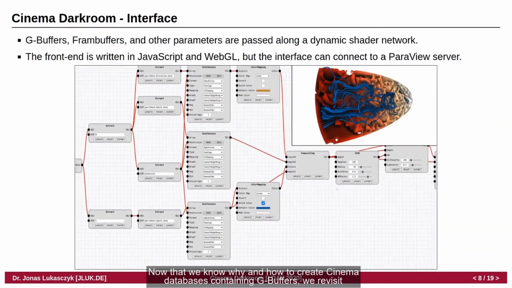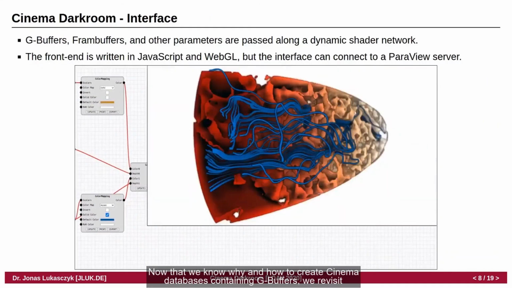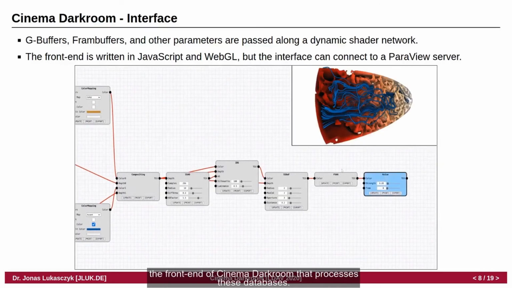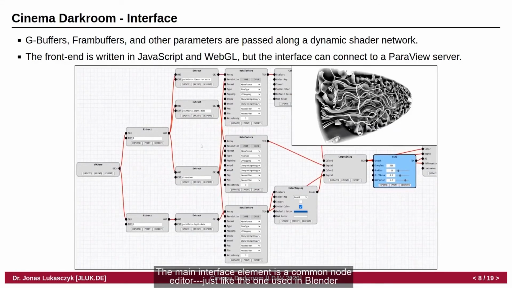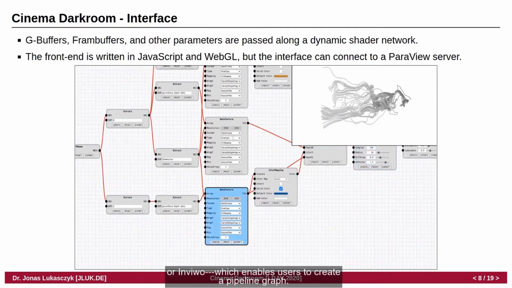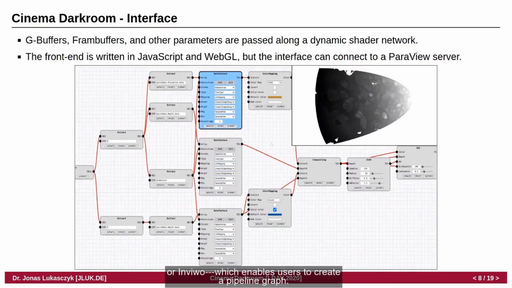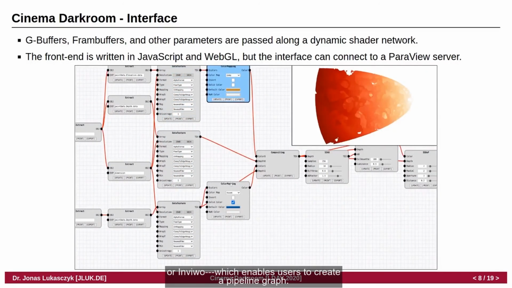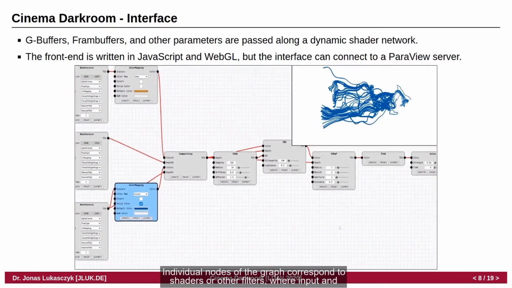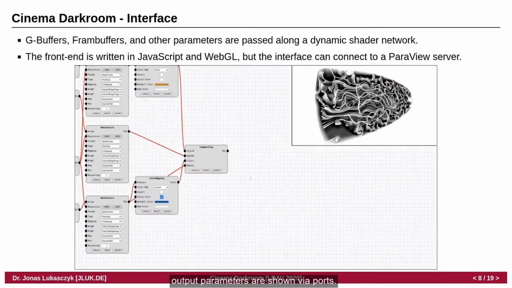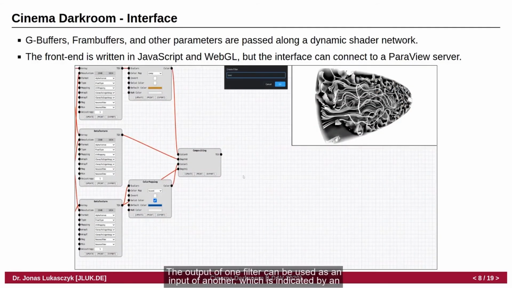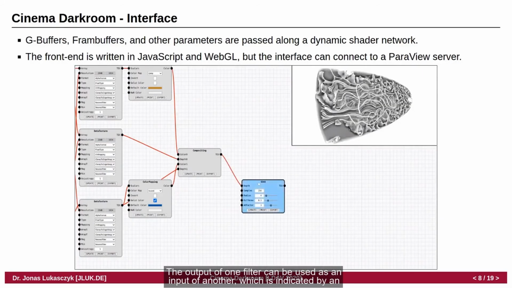Now that we know why and how to create cinema databases containing G-buffers, we revisit the front end of Cinema Darkroom that processes these databases. The main interface element is a common node editor, just like the one used in Blender or in Vivo, which enables users to create a pipeline graph. Individual nodes of the graph correspond to shaders or other filters, where input and output parameters are shown via ports. The output of one filter can be used as an input of another, which is indicated by an edge.